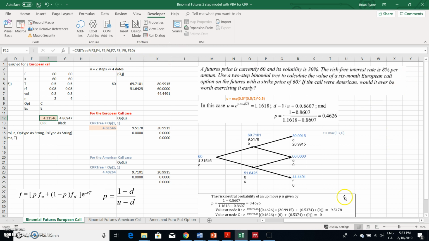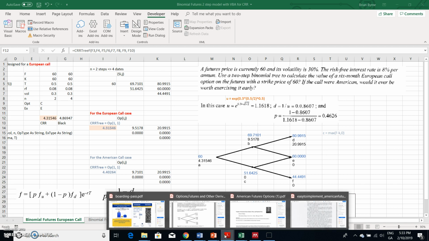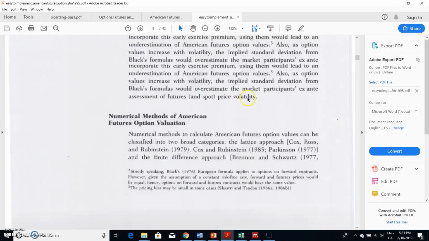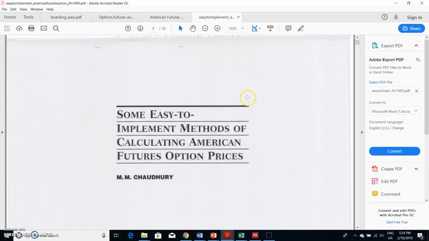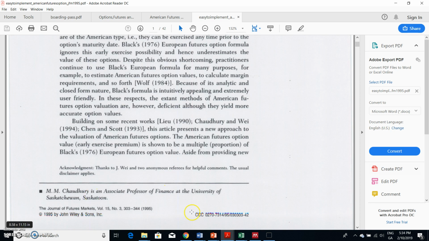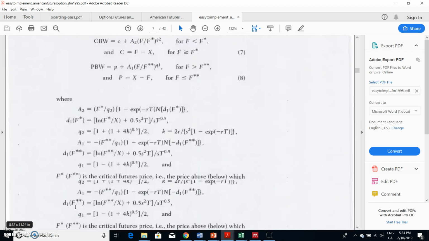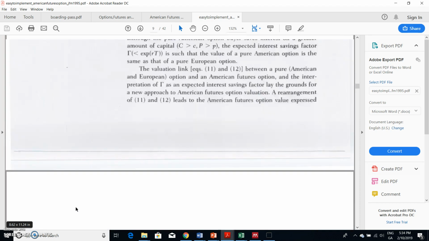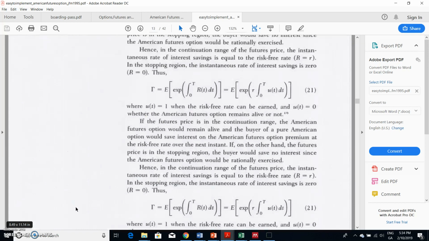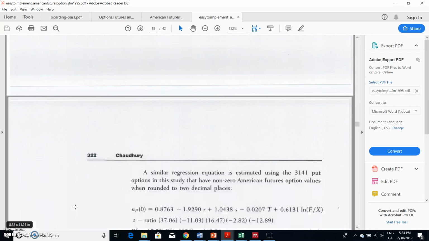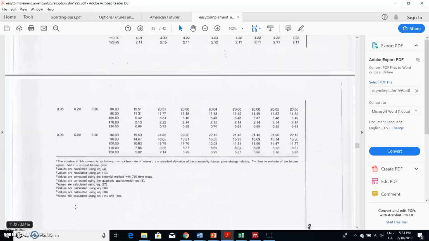There was a paper by Chaudhry, Journal of Futures Markets, 1995. So Chaudhry, and the paper is a 1995 paper, and he set out some estimations for a futures contract using a binomial model, and the binomial model was based on Cox-Ross-Rubinstein. Now if we can find it, it's at the end here.